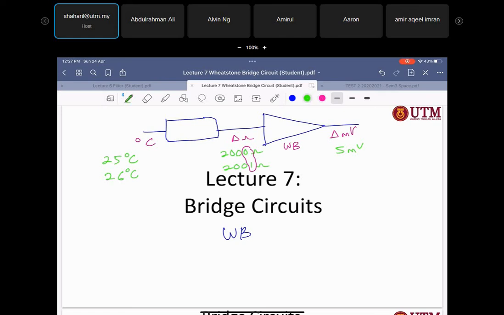Instead, if you use the Wheatstone bridge, maybe at that time you can get 10 millivolt. So the difference is about 5 millivolt. So this one is about 1 ohm. 1 ohm is very difficult if you want to get it accurately, right?